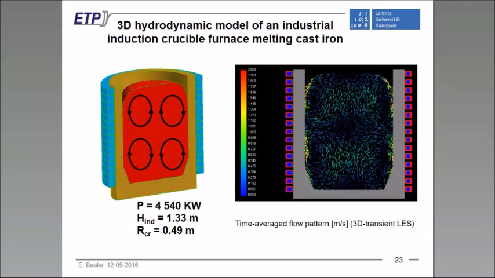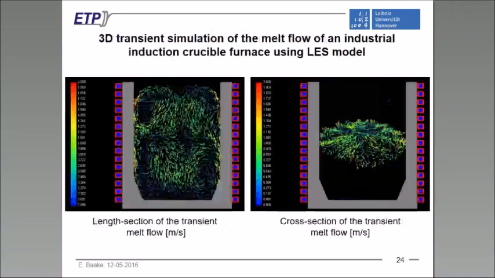An example is shown here. This is an induction crucible furnace again, where you can see on the right-hand side the typical time average flow pattern with the two recirculating flows. This is an industrial unit, so you see that industrial equipment can also be simulated. But more interesting is the transient case, where the very symmetric flow pattern is disturbed and we have high turbulence, particularly in the cross-section of the transient melt flow. We can observe an upward flow and a downward flow, and this leads to very intensive mixing inside this device, which leads to a very homogeneous material.